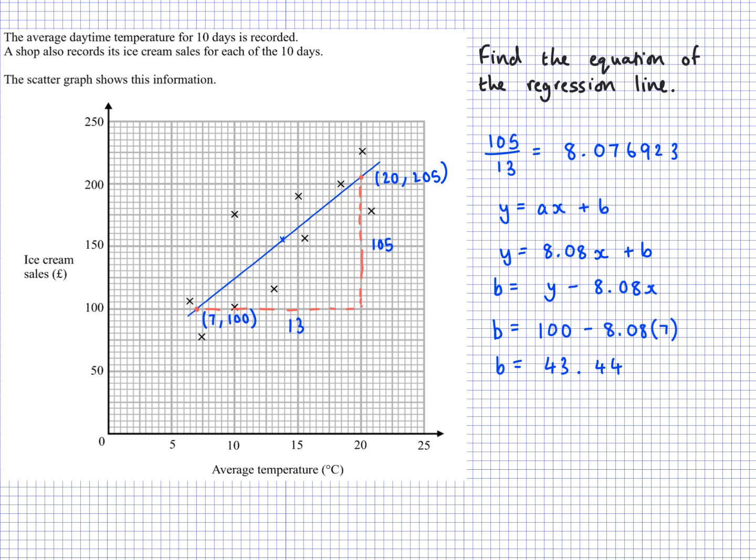And now I'm going to write the equation of this line. So the equation of that line is going to be y is equal to 8.08x plus 43.44. Now, instead of the 100 and the 7 that I used here, I could have used 205 here and 20 here, and I would have got the same value. So either one gives you the same value. And in the end, my equation of the line will have the variables y and x, with my a value and my b value written in as well.